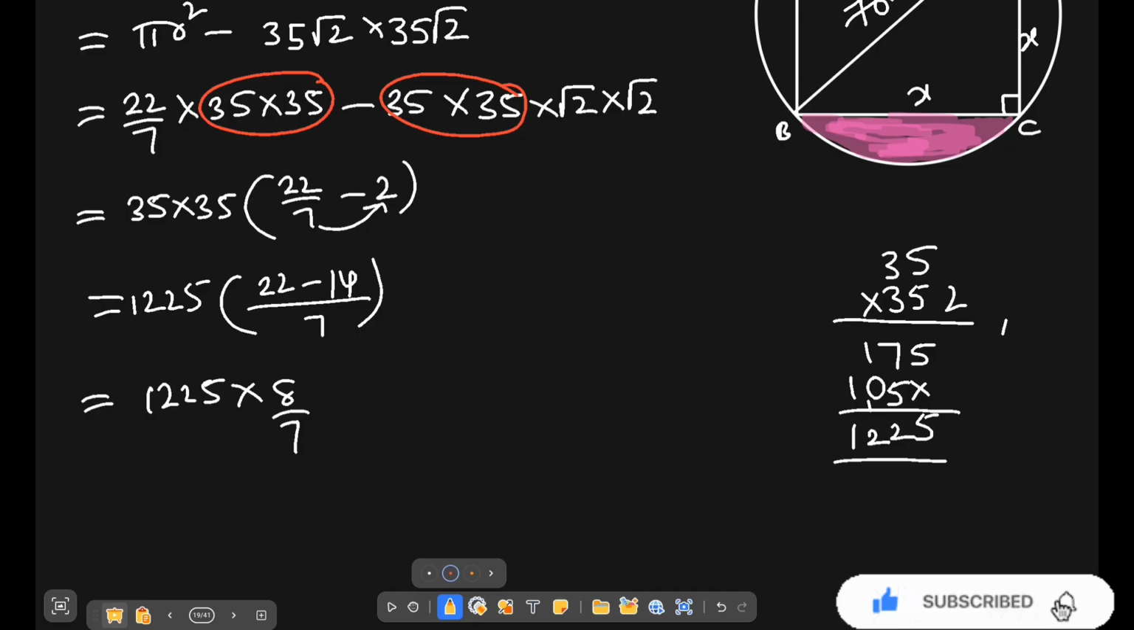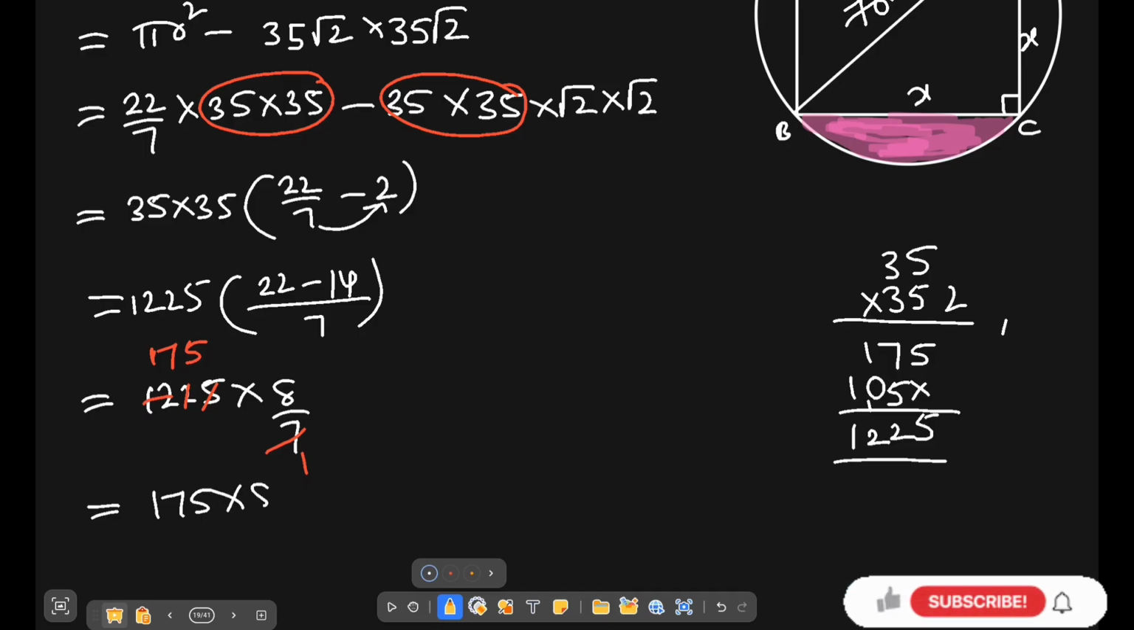Now we can cancel this. 7 1s are 7. 12 minus 7, 5. 5 1 2, 52. 7 7s are 49. 52 minus 49, 3. 3 and 5, 35. 7 5s are 35. So now the area of the remaining land is equal to 175 into 8.